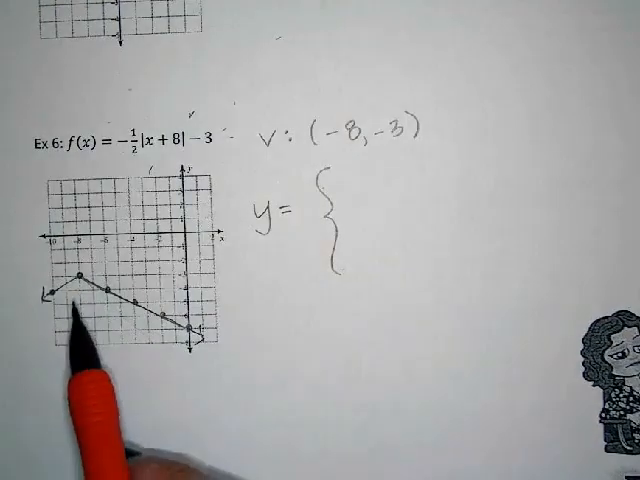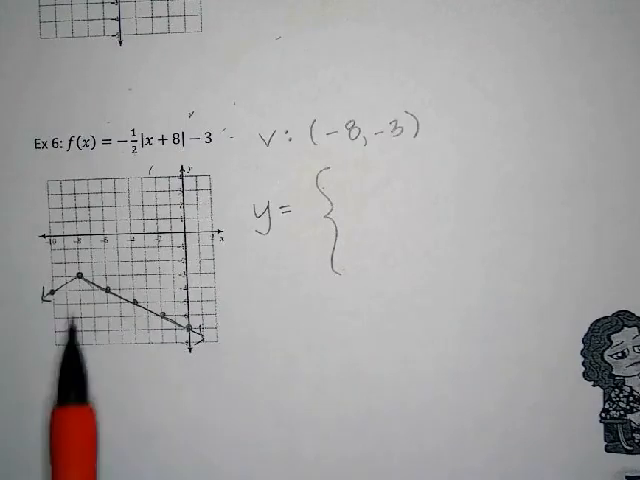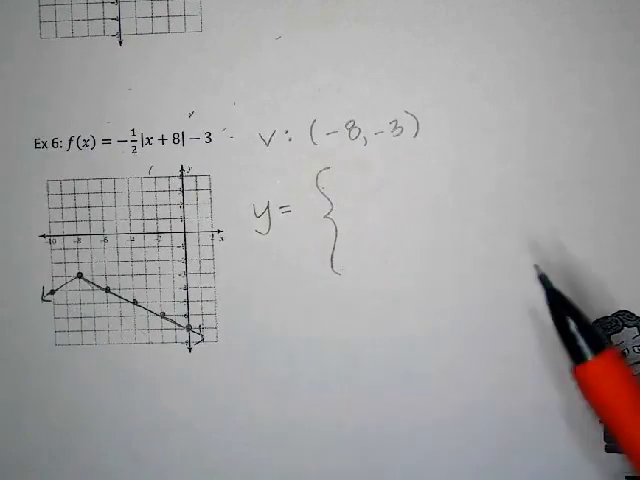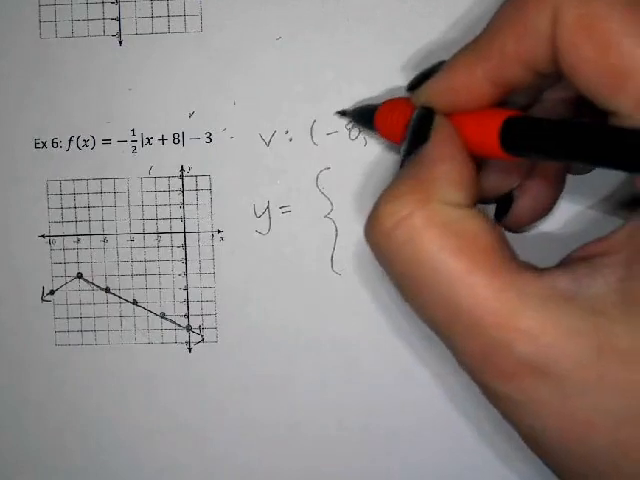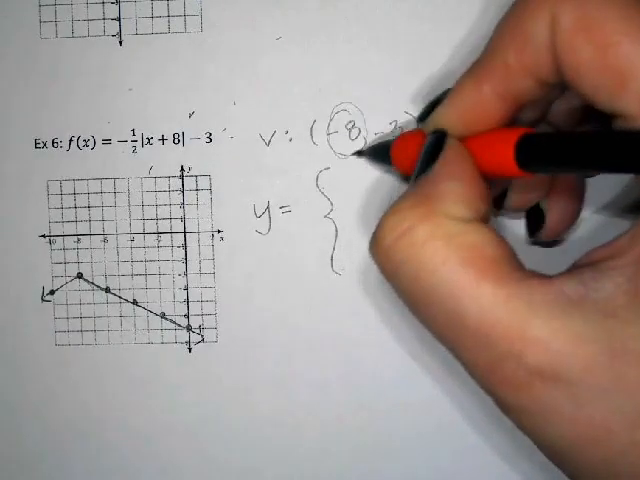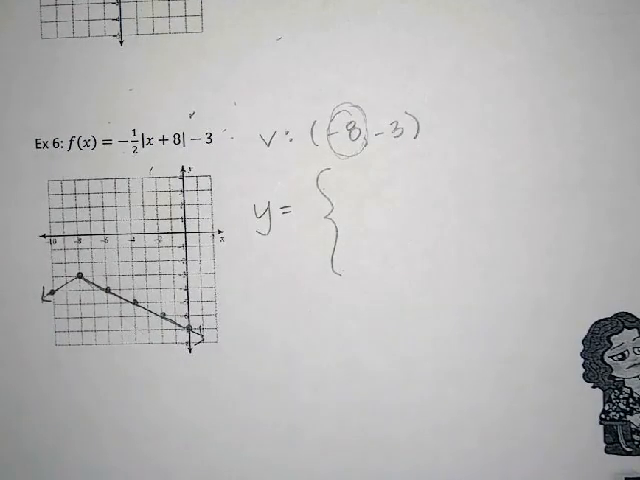So when we split our piecewise function in half, we're splitting it in half at the -8. We always split it at the x value, because we split from left to right. We look at everything to the left of the vertex, we look at everything to the right of the vertex. Does that make sense?